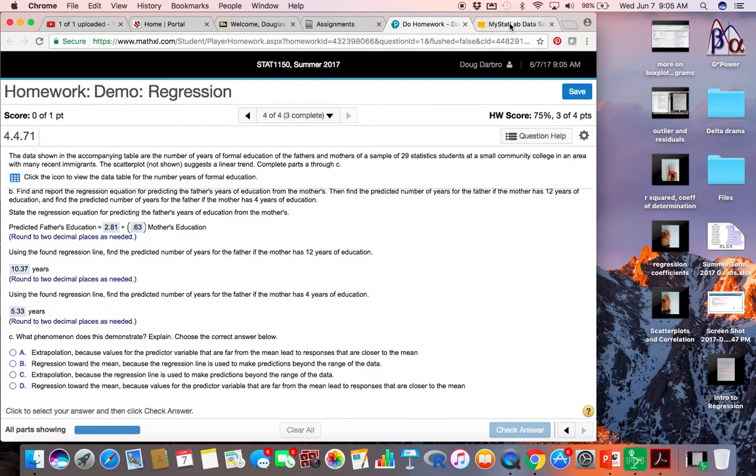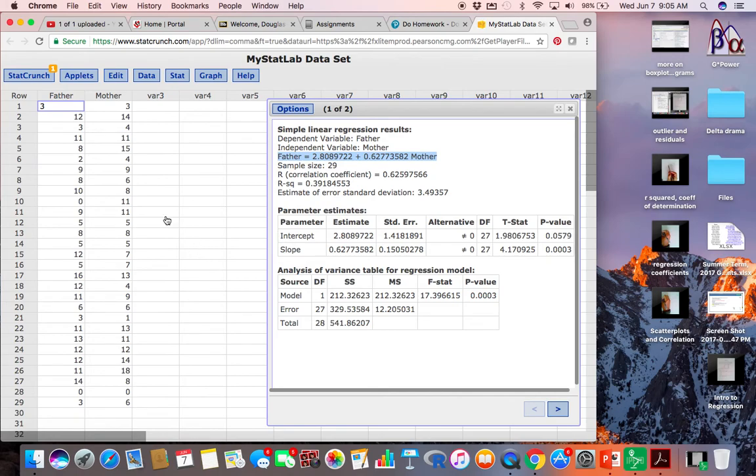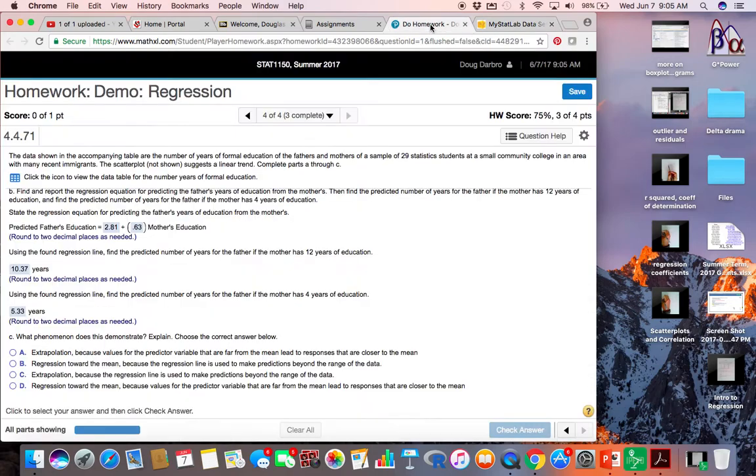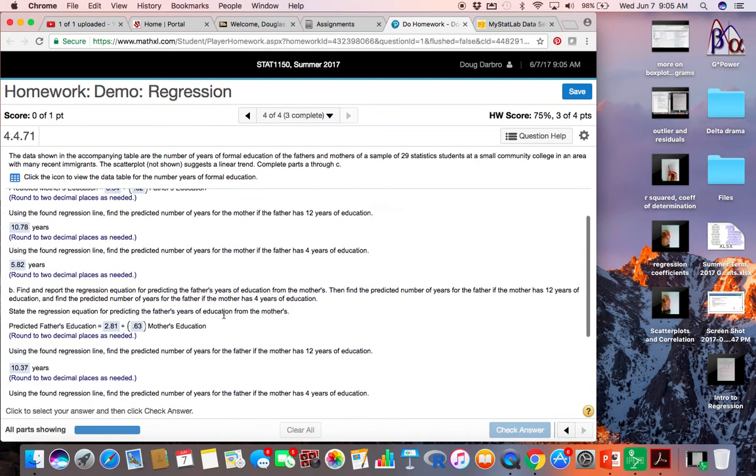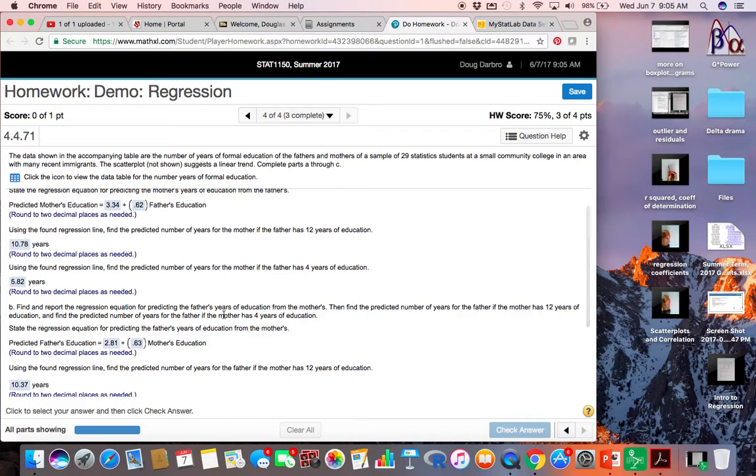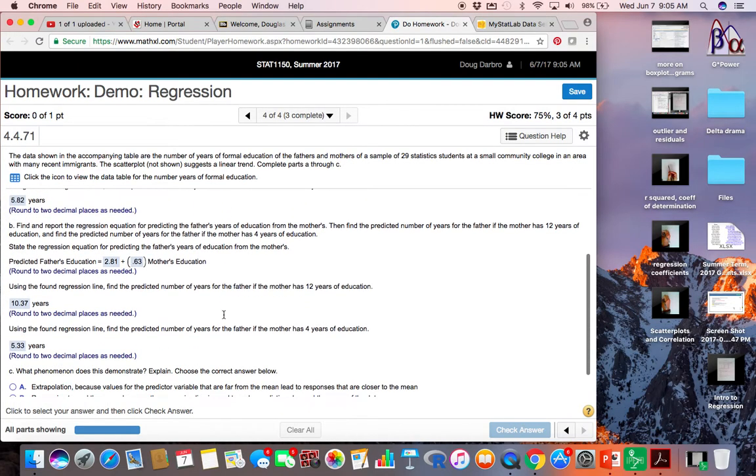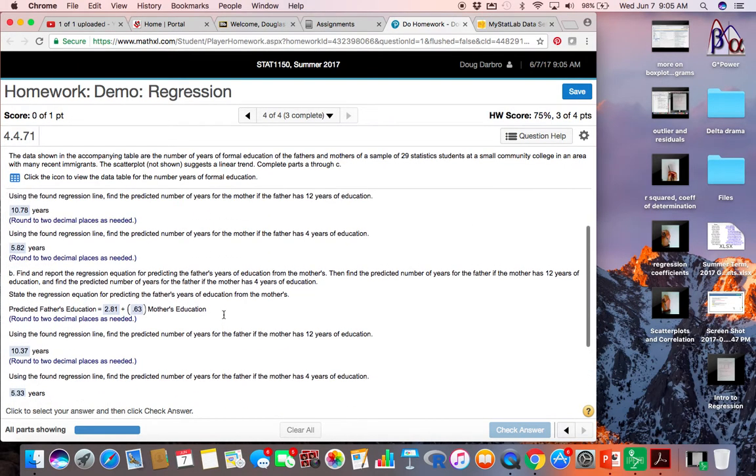Well, let's go back and look at our information here. We have zeros on both. So the values that we're having, I'm having a hard time wrapping my head around this problem. So 12 and 4, 5.82.